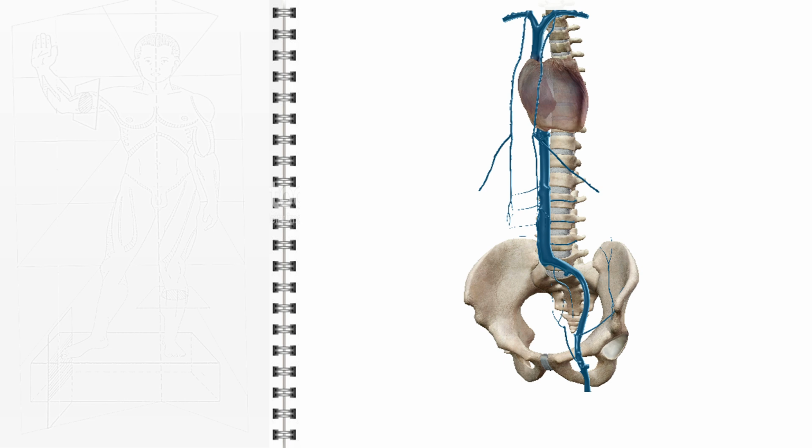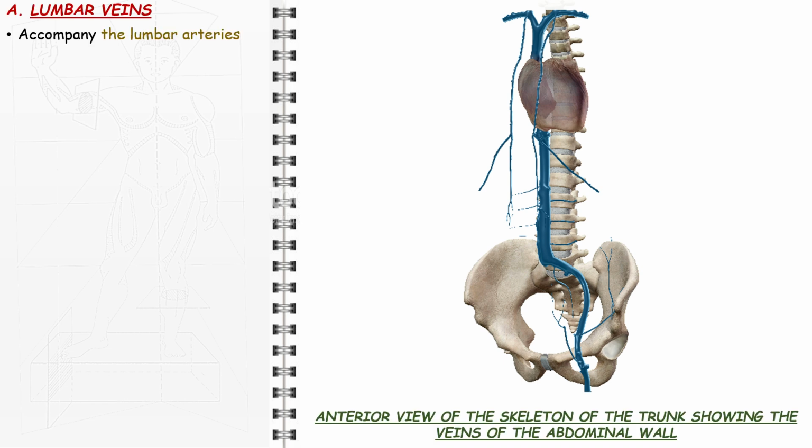The lumbar veins accompany the lumbar arteries and drain the lateral and posterior abdominal walls, with anastomotic connections anteriorly with the epigastric veins and posteriorly with the vertebral venous plexuses.